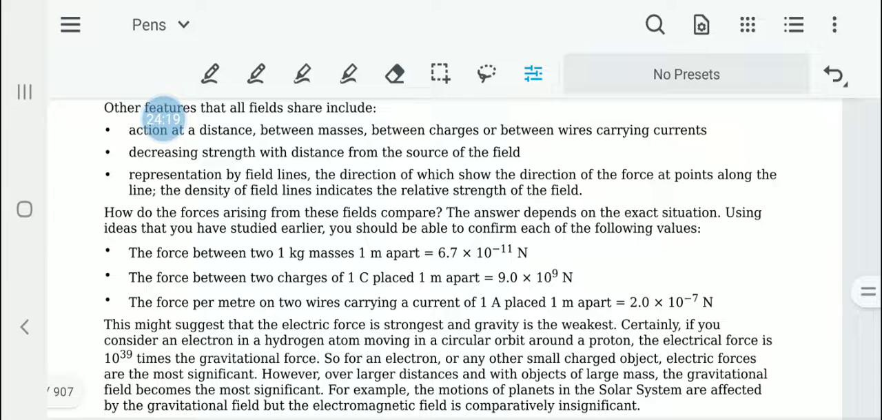They are all represented by field lines, and they all have a direction along the line, and along a single line it is going to be the same. If the field lines are closer together, if the density is higher, that means the relative strength of the field is higher.